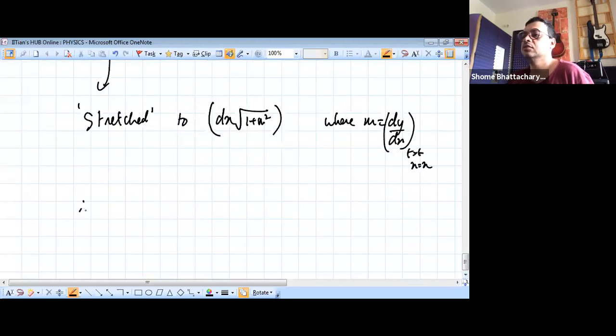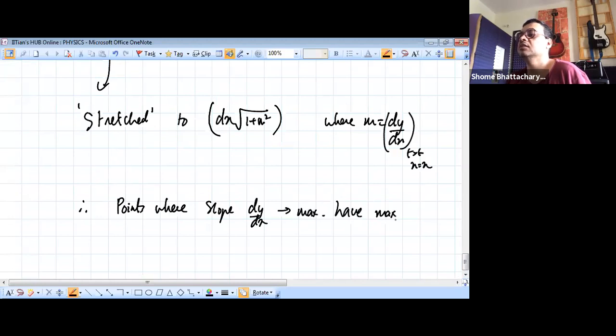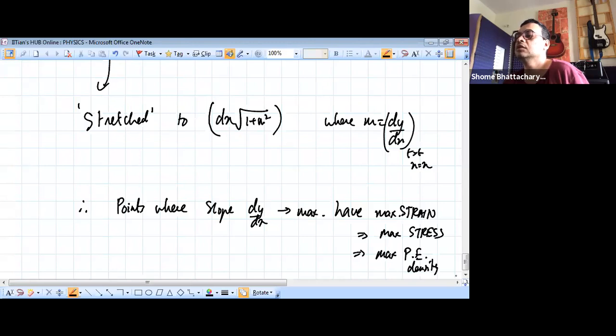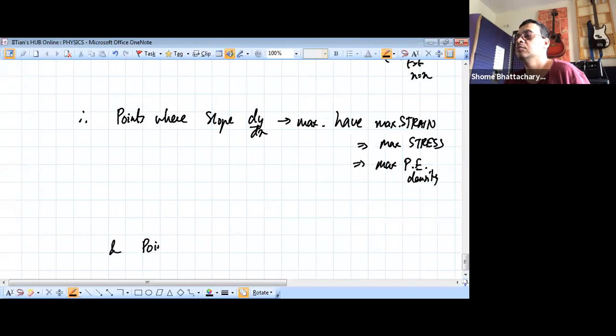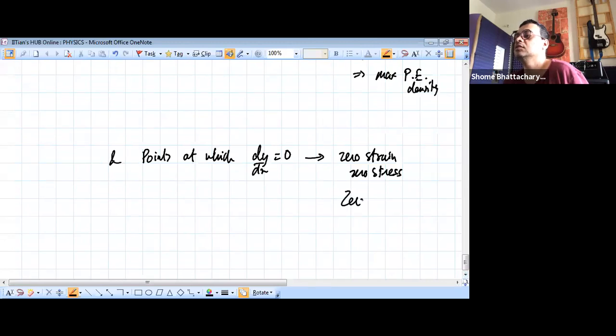So you can see that points where the slope, that is dy by dx, is maximum have maximum strain, or maximum stress, or maximum potential energy density. Whereas on the other hand, points at which dy by dx is in fact zero have zero strain, zero stress, and therefore zero energy density for potential energy, elastic potential energy. You understood this point, Master?